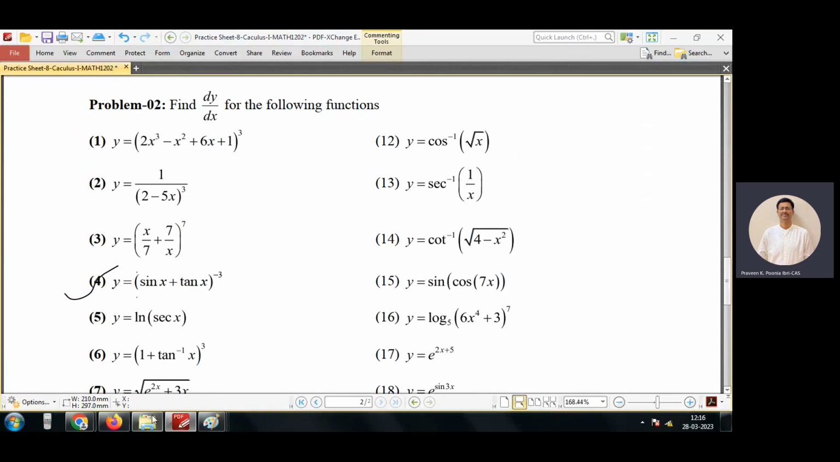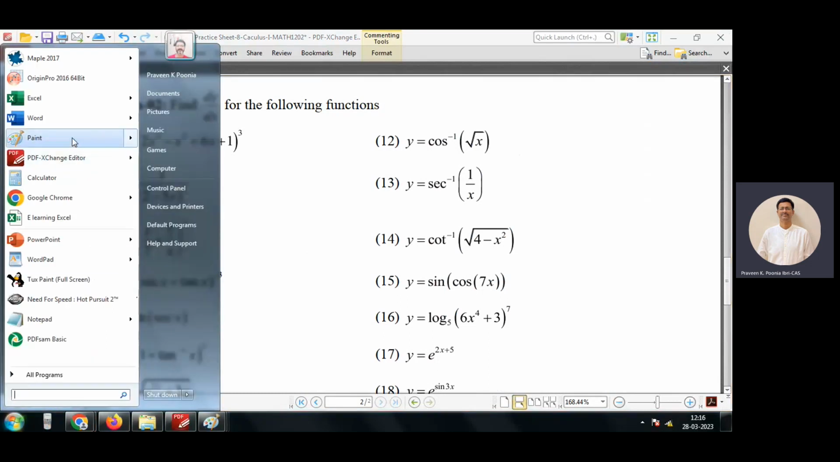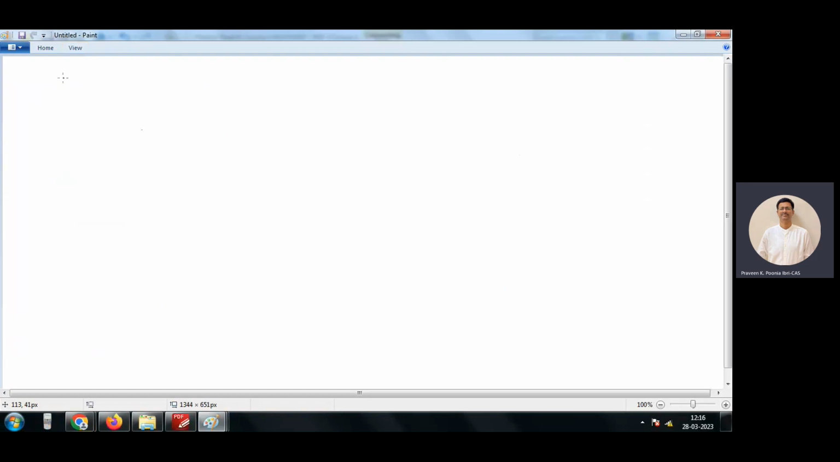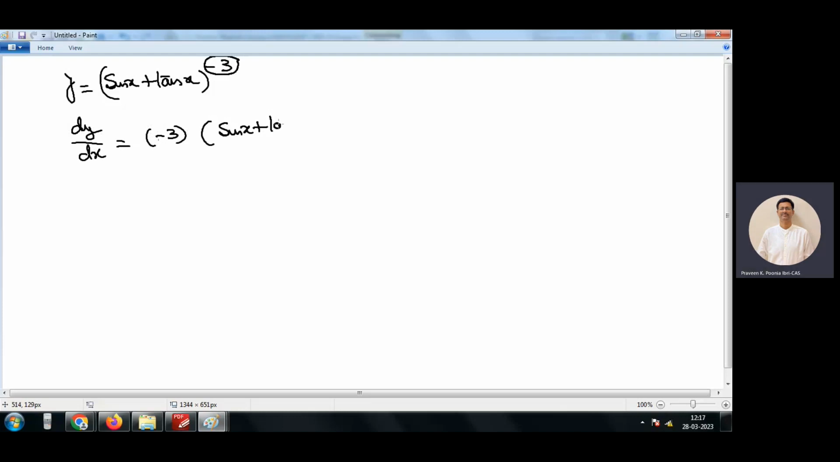Okay, let me take question number 4. I'll explain question number 4. The question is y is equal to sine x plus 10x, power minus 3. Clear? So what is this? Here first we are going to differentiate the power. If power is there, differentiate the power first. dy by dx, it is what? Minus 3, and this is the same, sine x plus 10x power minus 3 minus 1. Clear? So this is the differentiation of the power only.